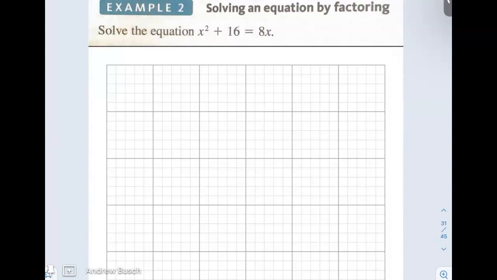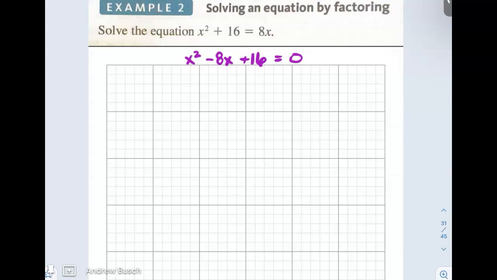We're going to solve this equation by factoring. In order to factor, we're going to need this to equal 0 if we're going to be able to solve it. So we're going to subtract 8x over to the other side. And if we put the variables in descending order, it's going to look like this, where you've got x squared, then x, and then the constant.